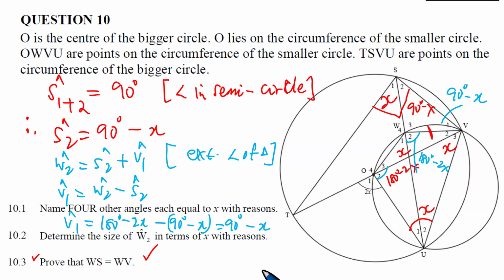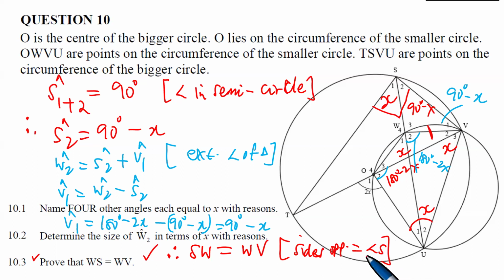So that in the end, you have that SW is equal to WV. The reason for this: sides opposite equal angles. Sides opposite equal what? Equal angles. Right. So any question on this one, Tando? No, sir. No question. Right, we move on.